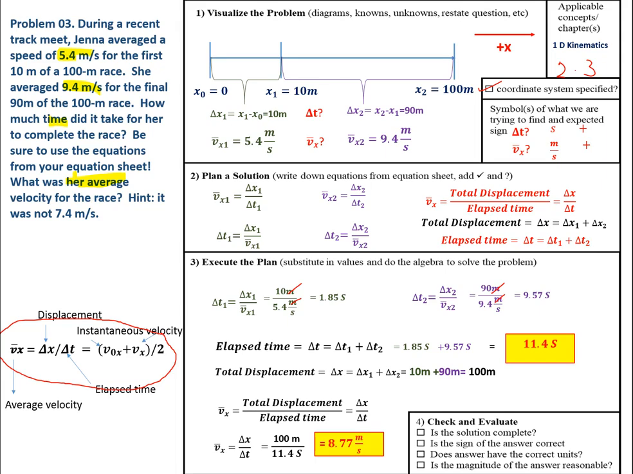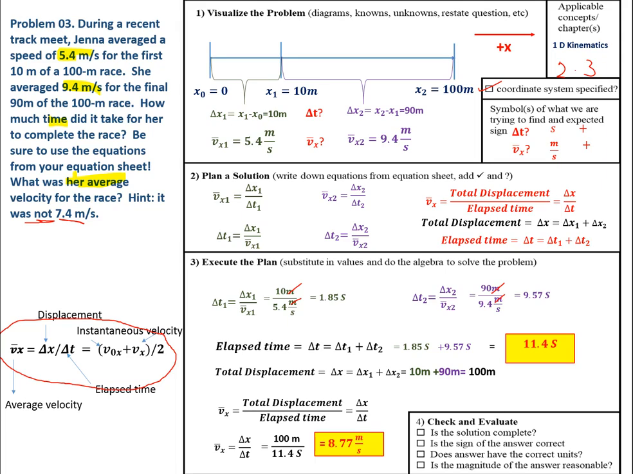Okay, so it is important to note that we cannot calculate the average velocity of the entire trip by taking the average rate of two segments. That means average velocity is not just 7.4 meters per second, because you cannot simply take the average rate of the two segments. Just keep that in your mind, and now let's see, is the solution complete?